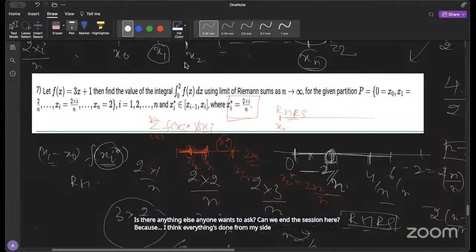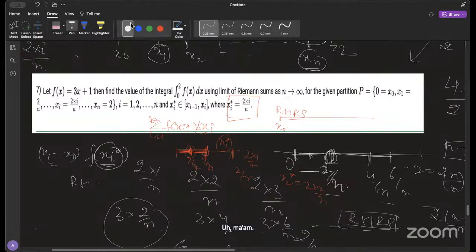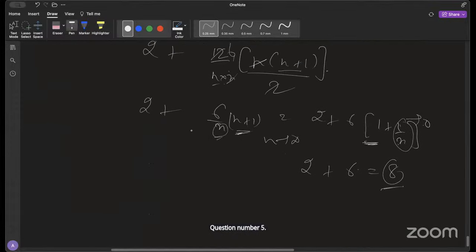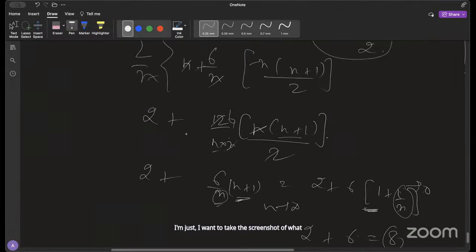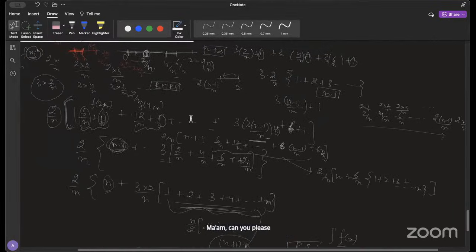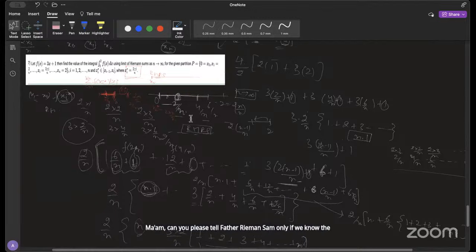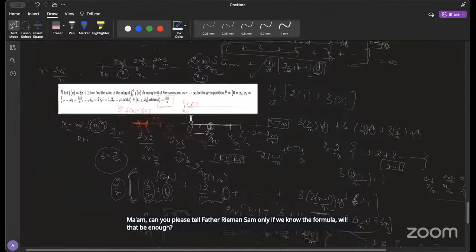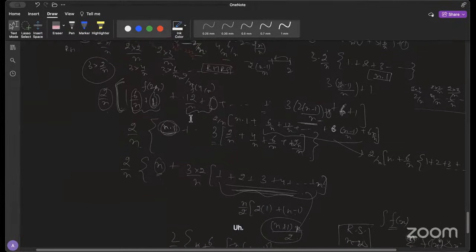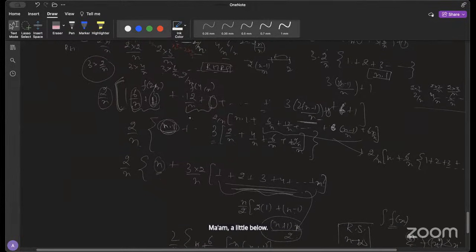Ma'am, I have a doubt. It is in graded assignment 10, question number 5. Ma'am, I just want to take a screenshot of what you have written. If you can zoom in a little. Ma'am, for the Riemann sum, if we only remember the formula, will that be enough?